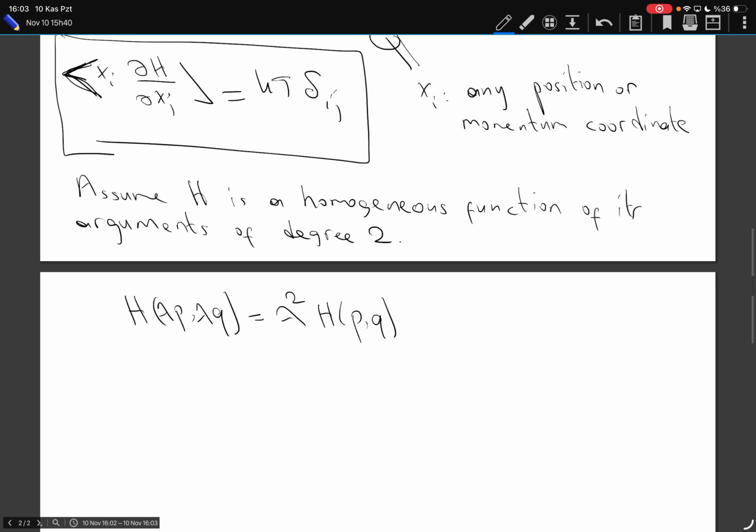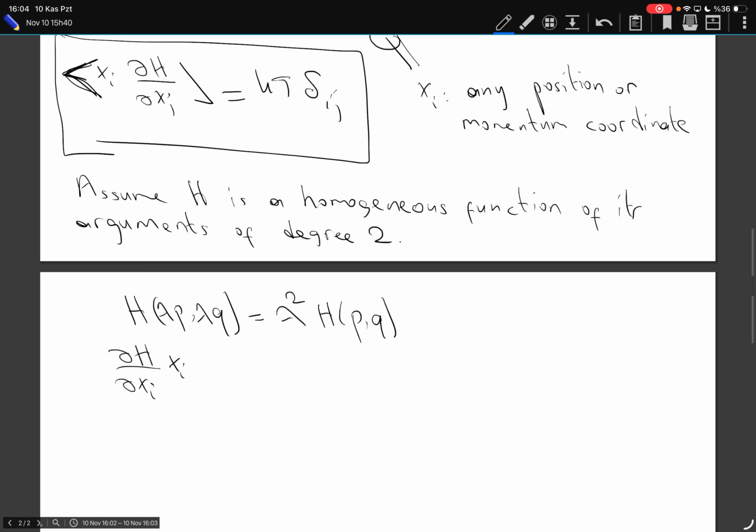Well, what does this tell me? Let me take the derivative of both sides with respect to lambda. So it will be the derivative of the Hamiltonian with respect to one of the arguments, the first argument, second argument, whatever, times the derivative of that argument with respect to lambda. But the derivative with respect to lambda of that argument will be just the argument itself. You see, if x_i is some of the position arguments, then the argument will be lambda q_i. If I take the derivative of lambda q_i with respect to lambda, I just get q_i.